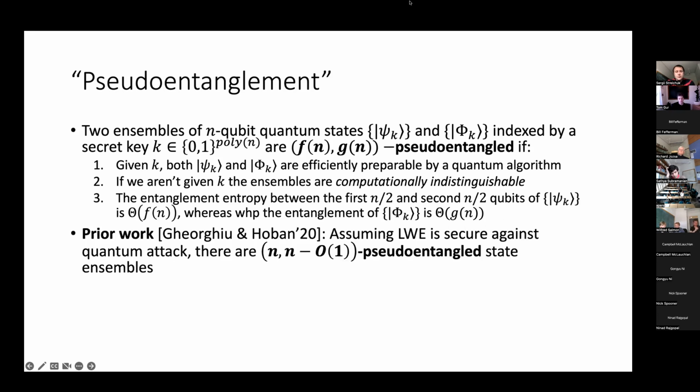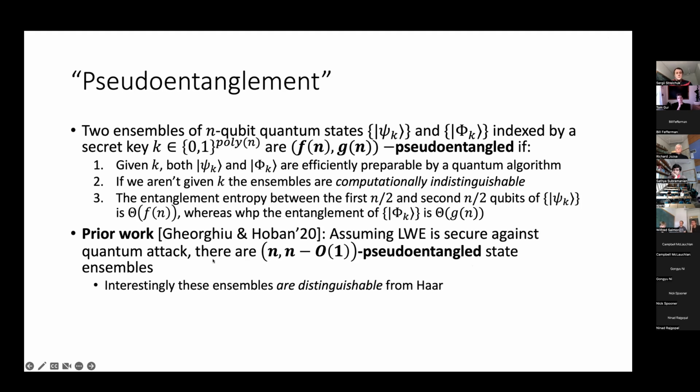And so what's interesting is, when we started thinking about this, it turns out we were not the first people to observe this, but we were the first people to name it. The concept had been thought of before implicitly in some work by Gheorghiu and Hoban from 2020. They don't talk about it this way, but their main result can be summarized by saying: assuming learning with errors is secure against quantum attack, which is a particular cryptographic assumption, then there exist n and n minus O of 1 pseudo-entangled states.